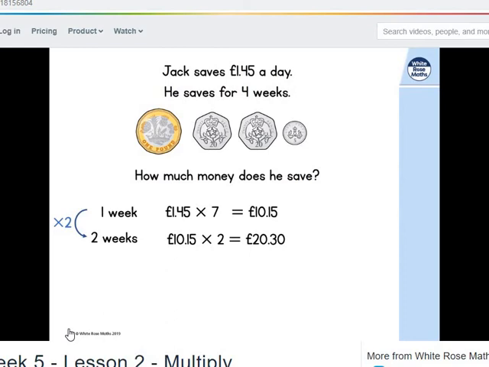Rather than adding another £10.15 and another £10.15, I'm going to double the amount of weeks, so I need to double the amount of money I need. So I take what I have for 2 weeks, which was £20.30, I double it, and it gets me £40.60. I did that in my head by doubling 20, which is 40, and doubling 0.3, which is 0.6. There's my answer, £40.60.